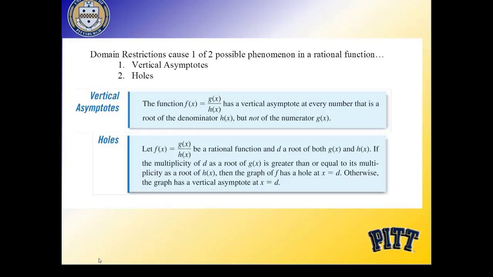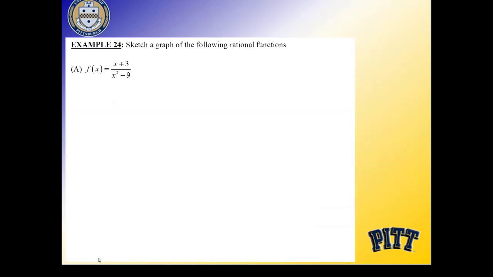What I'm going to do with these examples now, I'm going to break it down by each part. So we're going to first find the vertical asymptotes and holes of the examples that we have in example 24. We're going to start with these first because domain restrictions are relatively easy to find.